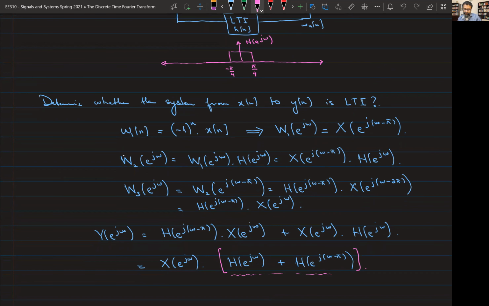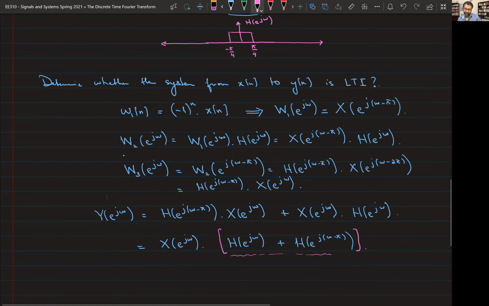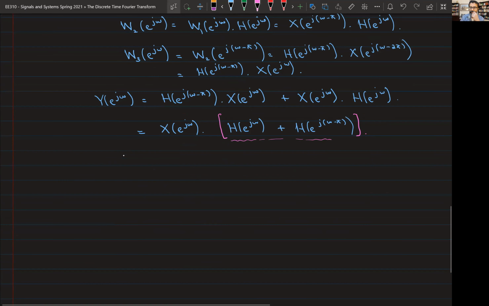Now, given this, can I conclude that the system between X and Y is LTI? Anybody want to venture a guess? Can I tell whether the relationship between y and x is governed by an LTI system, right?